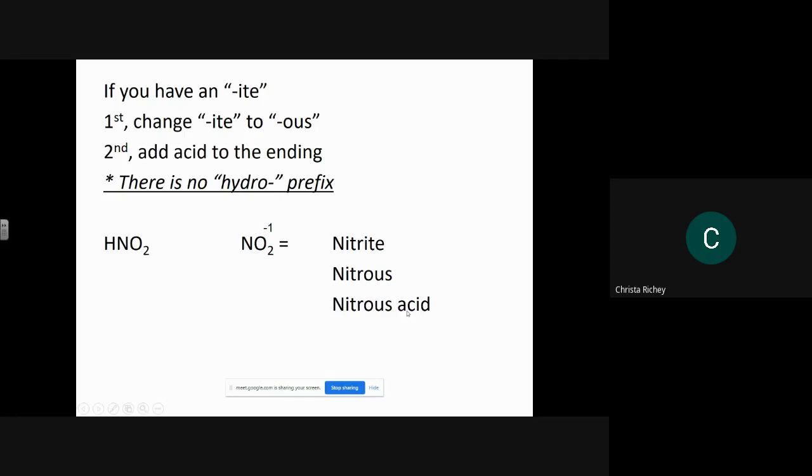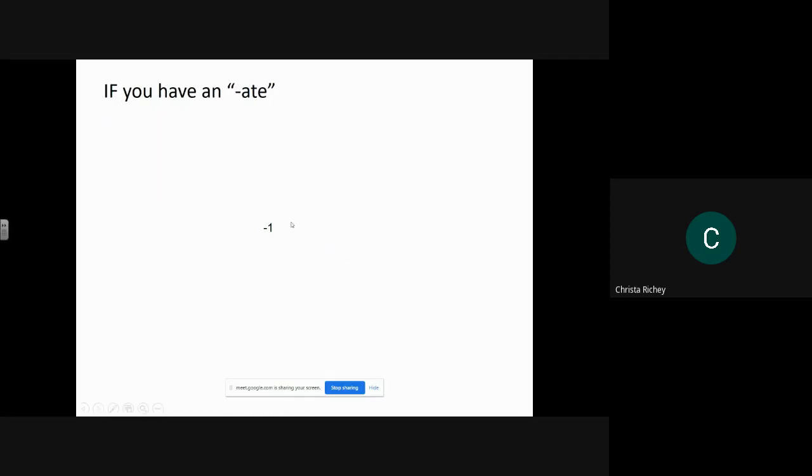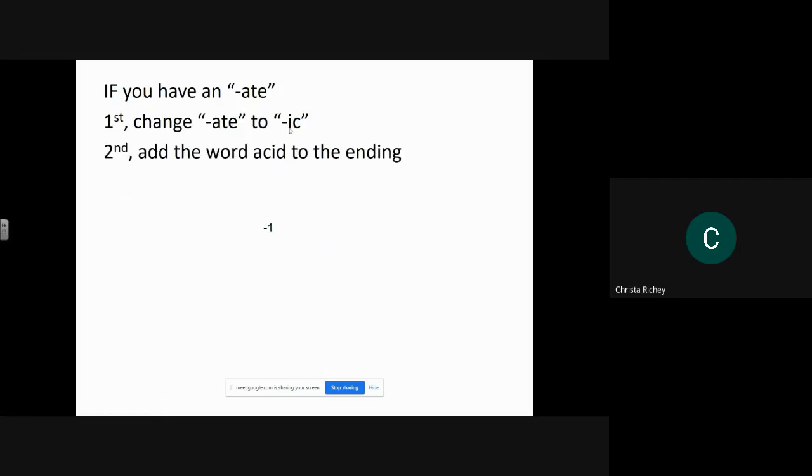So ite is changed to ous. Do not give it a prefix. Don't forget the word acid. If you have an ate, this is the one that has more oxygens. You know both, or you can just look it up. You're going to replace ate with ic. No prefix again. You cannot forget the word acid.